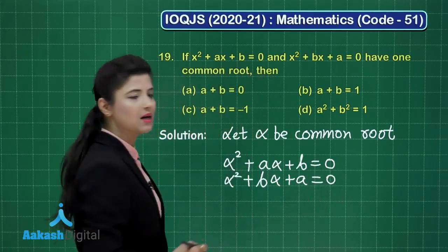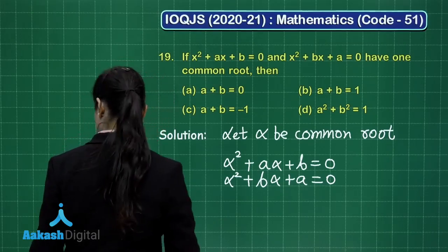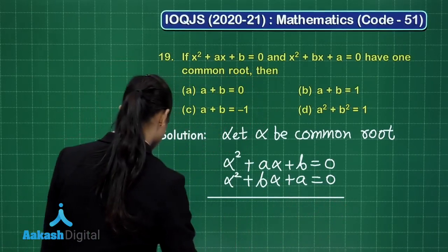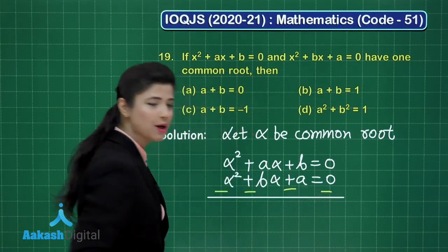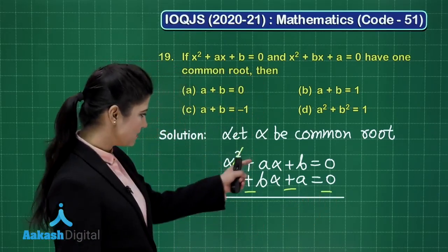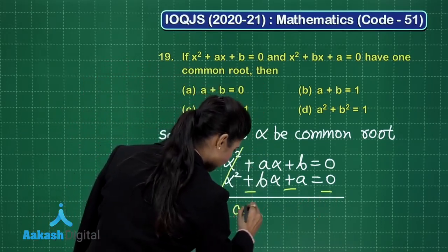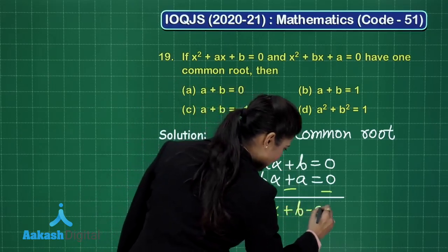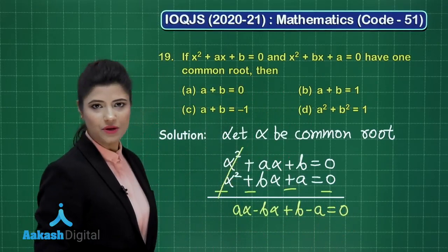Now in both these equations you can judge that these two equations can be easily subtracted. So let's subtract these two equations. Here we need to change the sign, right? When we change the sign, alpha square gets cancelled, and when you take the difference, you will get a alpha minus b alpha, and here you will get plus b minus a equal to 0. So we are getting this after subtracting these two equations.